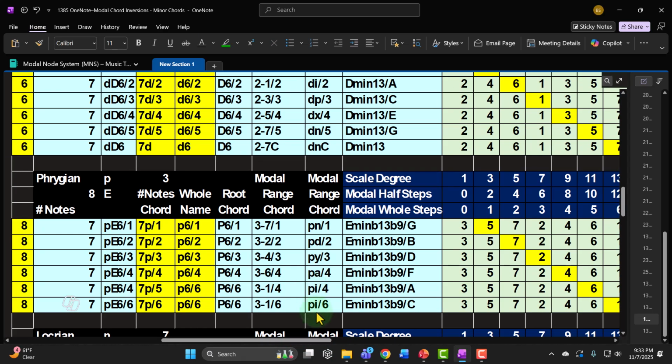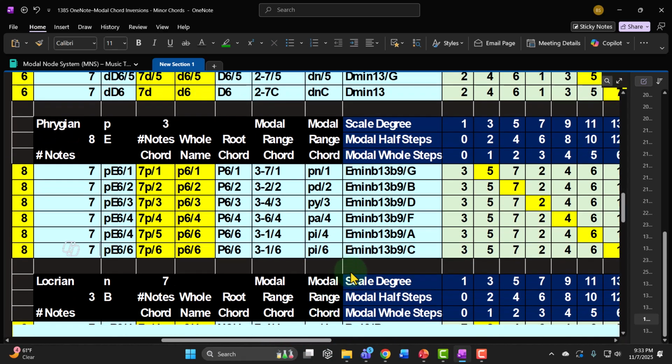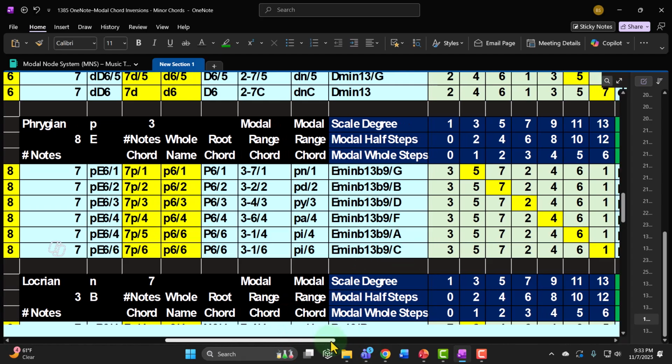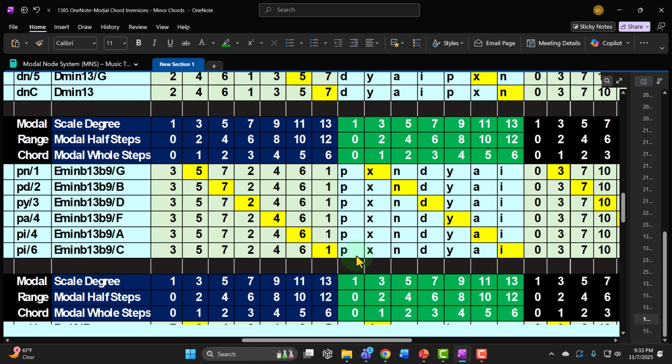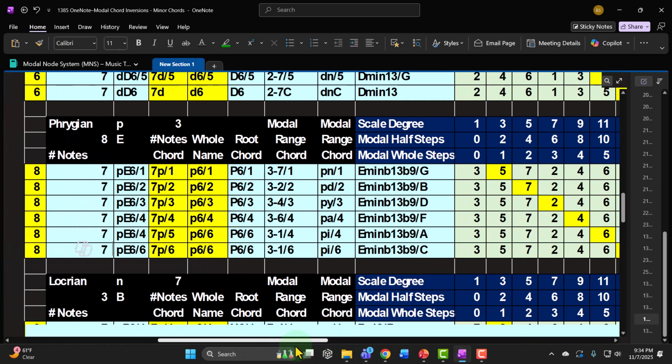And then we have the sixth inversion, which would be an E minor flat 13 flat 9/C, because when I go 6 up, I land on the Ionian node, which happens to be, in the collection of notes around the key of C, a C. I'd rather call it a 7p/6 or a p6/6, which is a 7-note Phrygian sixth inversion, or a Phrygian 6-modal whole step sixth inversion, meaning we go 6 modal whole steps up from the root, which lands us on the Ionian, making that the lowest note or point of inversion.